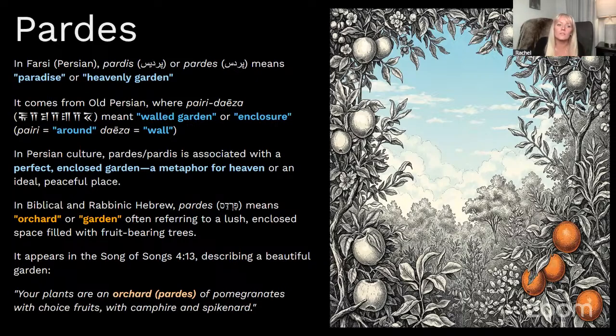So it's like perfect, enclosed, a metaphor for a heavenly garden. But in the Hebrew, the word means orchard or garden, and it refers to a lush area that has fruit trees, pretty much where you want to go hang out. In Song of Songs 4:13 it says, "Your plants are an orchard, pardes, of pomegranates with choice fruits, with camphor and spikenard." So that's just an example of it.